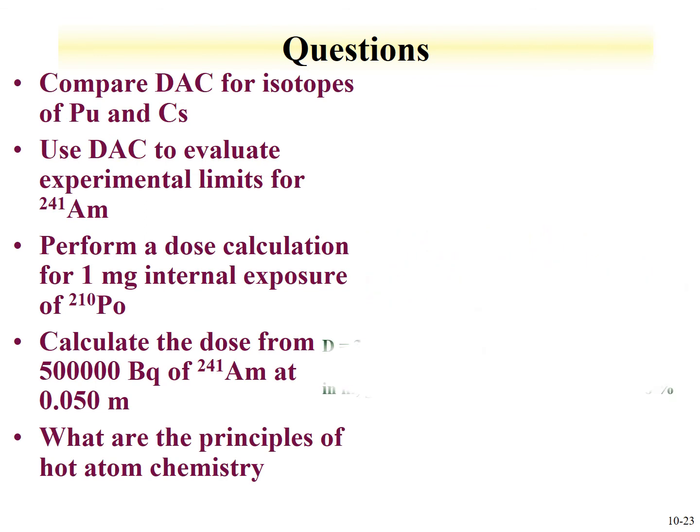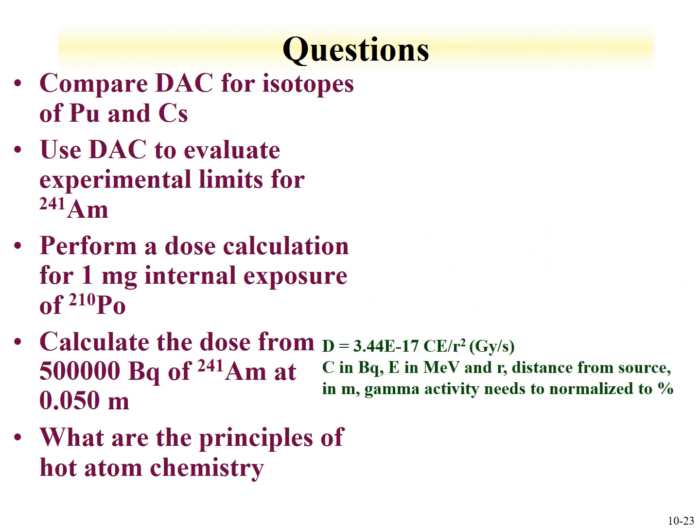You can also do an equation where, for instance, you calculate the dose from so many becquerels of americium-241 at a given distance. Here one would just take this equation where the activity C is in becquerel, the energy is in MeV, so you need to get the gamma energy of americium in MeV. It's about 60 keV, so you need to convert that. R is in meters, and the data is shown here in meters, so divided by R squared.